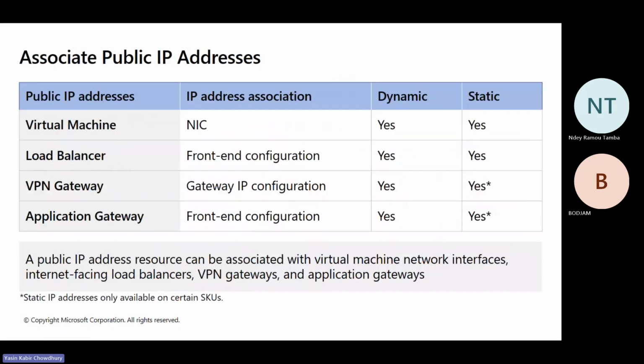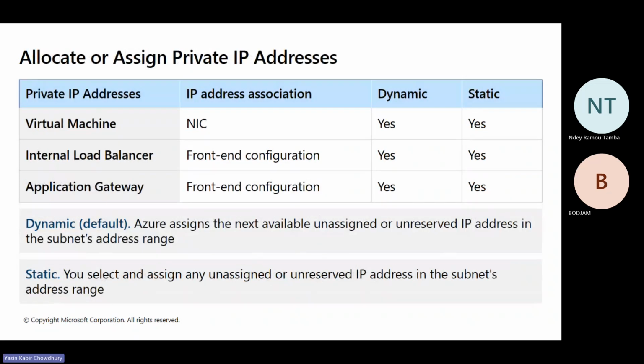We will also learn where we can put the public IP address. In a virtual machine, we can put a public IP address. Load balancer, we will learn about load balancer, and we will check where to put the public IP address in the next class. VPN gateway and application gateway also we will do in the next class. Those are the services where we can put a public IP address. And where will we put private IP addresses? Obviously the virtual machine, and the internal load balancer. There will be two load balancers, internal and external.